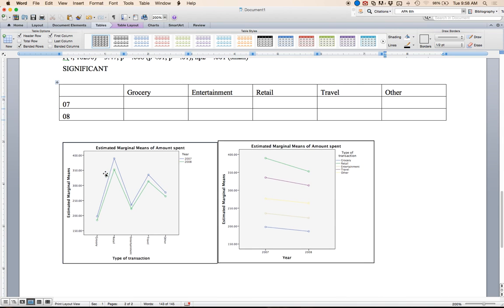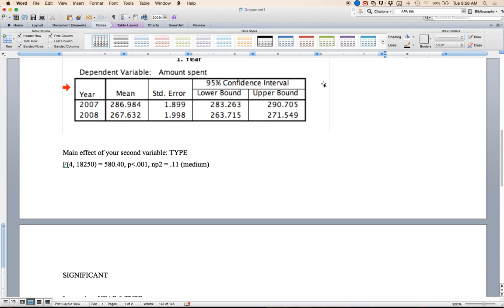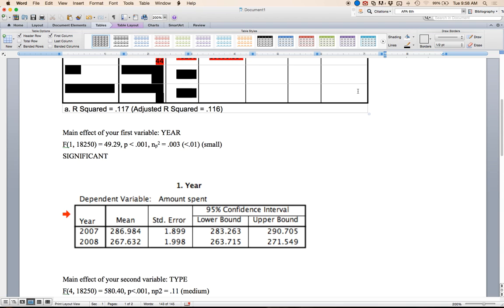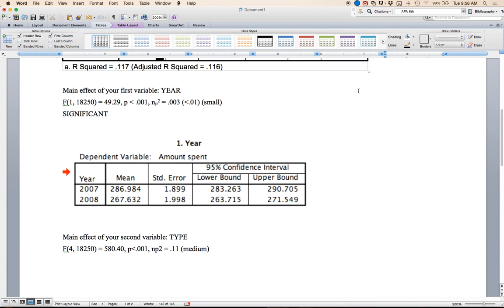If I were to average all the way across for 07, and all the way across for 08, those scores would be 286 and 267. So they're the scores ignoring the other variable. This is back to if you ran the ANOVA and it only included one variable, so it matches my ANOVA numbers here.